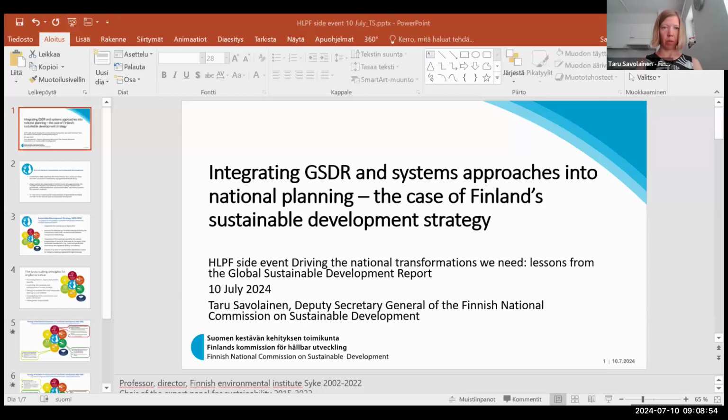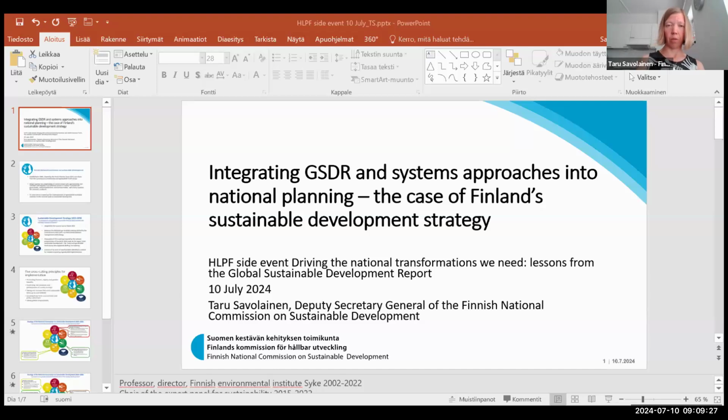And to say a few words first about the Finnish National Commission on Sustainable Development, to understand what kind of body and what kind of strategy we're talking about, like I said, we have this whole-of-society type of body in Finland that tries to enhance the implementation of sustainable development and currently the Agenda 2030 and Sustainable Development Goals. And it has worked already since 1993. Most of the terms, it has been chaired by the Prime Minister.